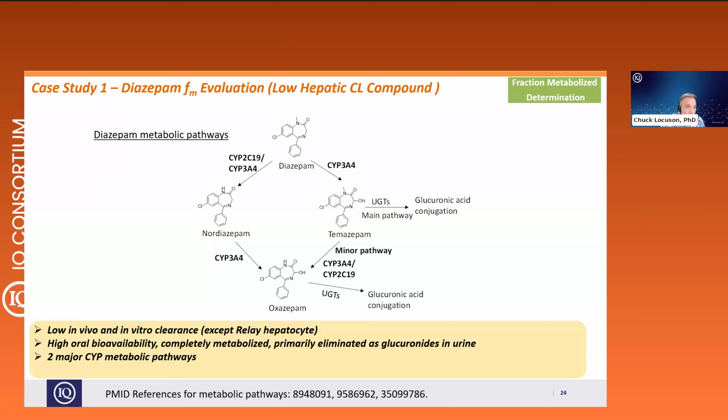2C19 makes the majority of nordiazepam, and 3A4 makes the majority of temazepam. Although there are minor pathways, 2B6 and 2C9 are known to contribute to the nordiazepam pathway. Next slide.